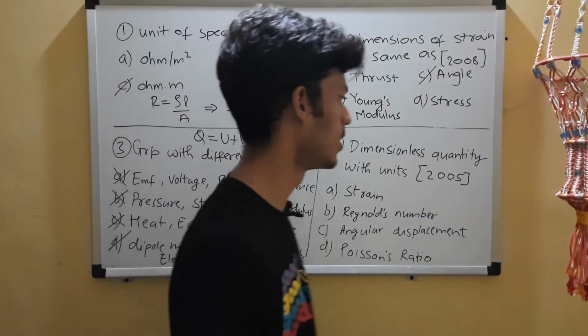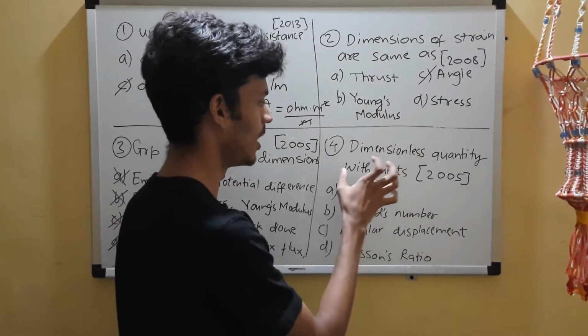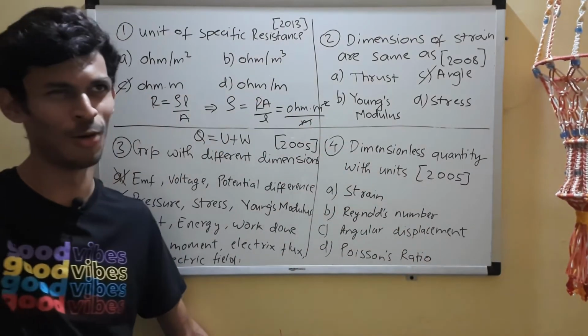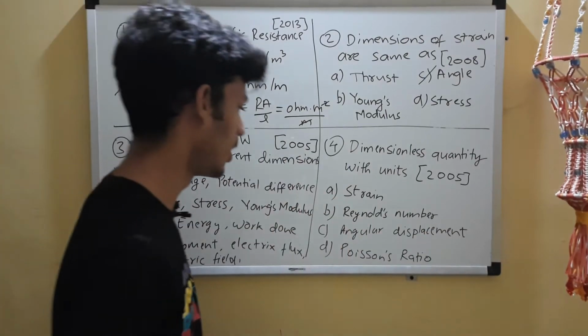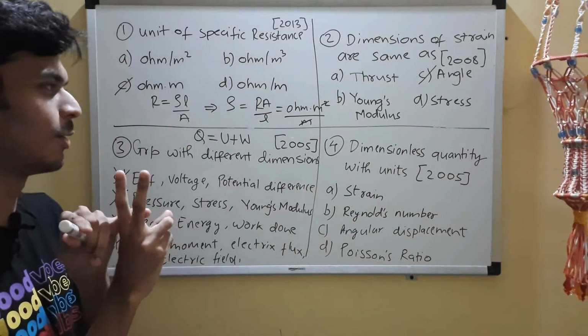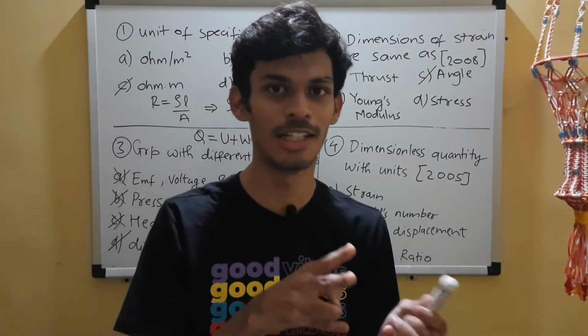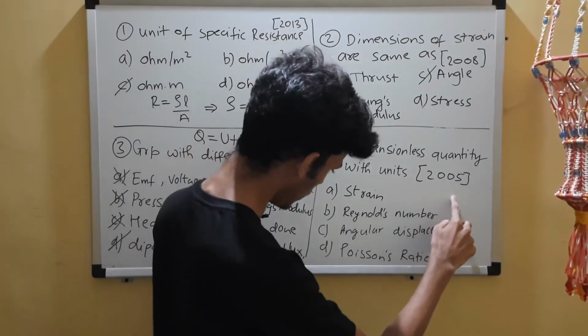Coming to the last easy question: dimensionless quantity with unit. Does this remind you of the supplementary physical quantities? What were they? Angle and solid angle. Only they were dimensionless but had units. So we have to look for either angle or solid angle.